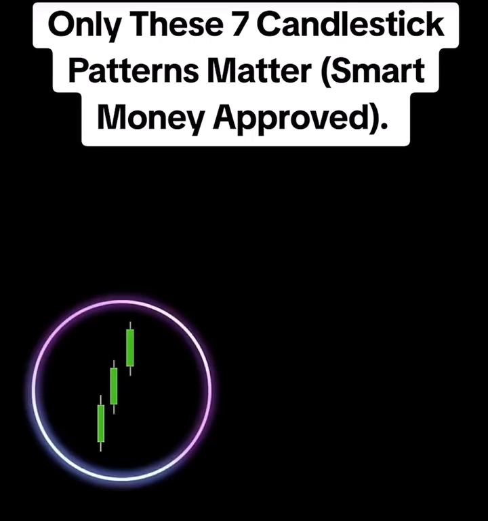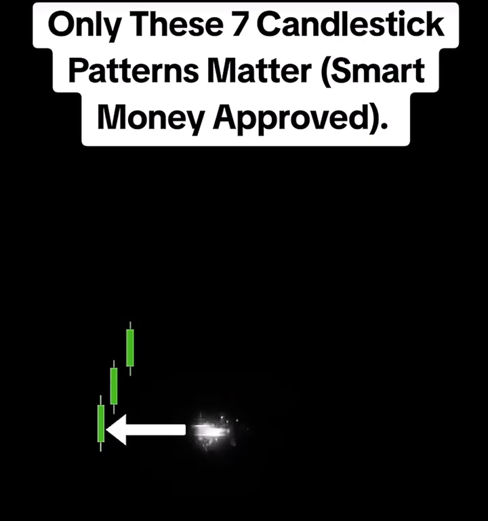The green wall is made up of 3 strong consecutive bullish candles, each one showing clear control by the buyers. The first candle is called the break-in. It's a large bullish candle that closes near its high. This candle signals the first wave of buyer strength, often appearing after a downtrend or a period of hesitation.